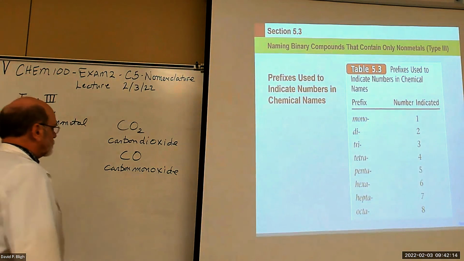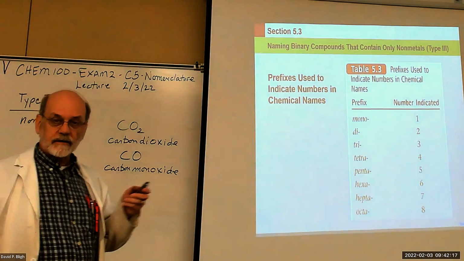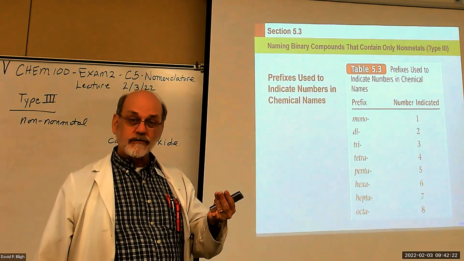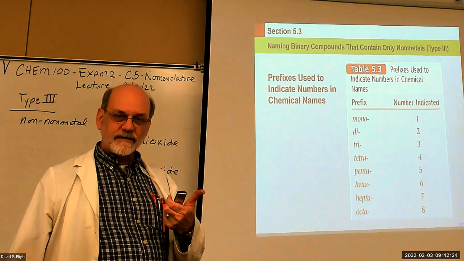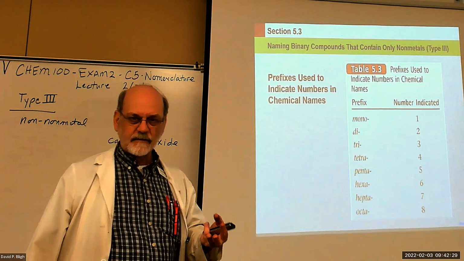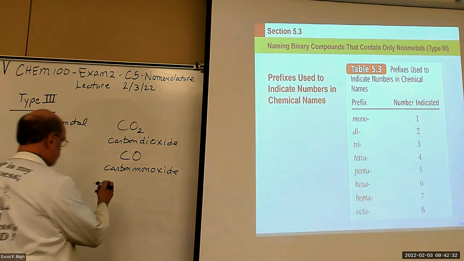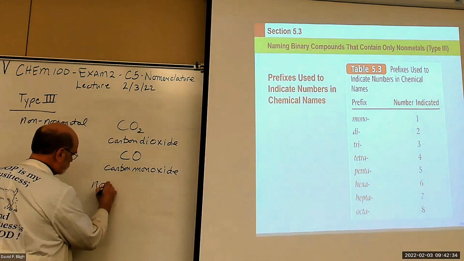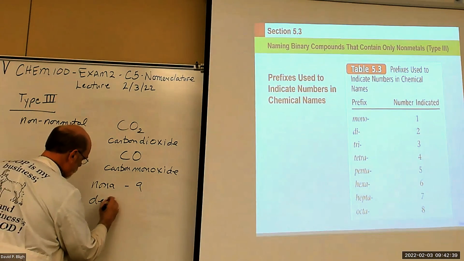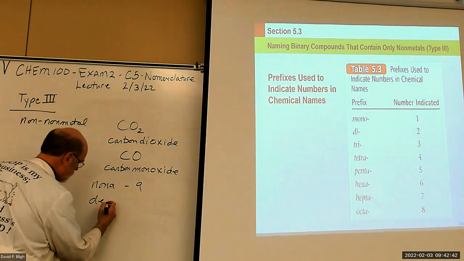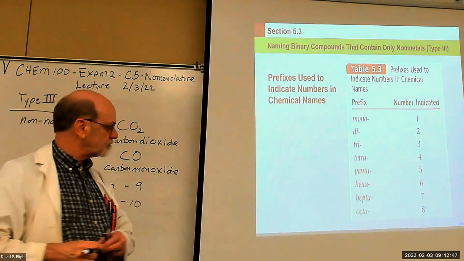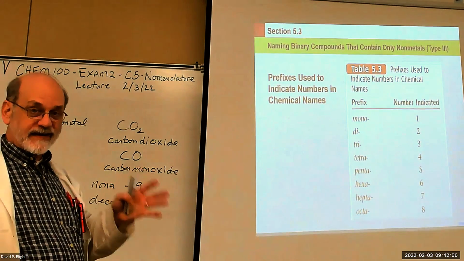Okay, so the prefixes now are in this order. Mono 1, di 2, tri 3, tetra 4, penta 5, hexa 6, hepta 7, octa 8. And I've got two more. Nona for 9 and deca for 10. So you need to know those prefixes.